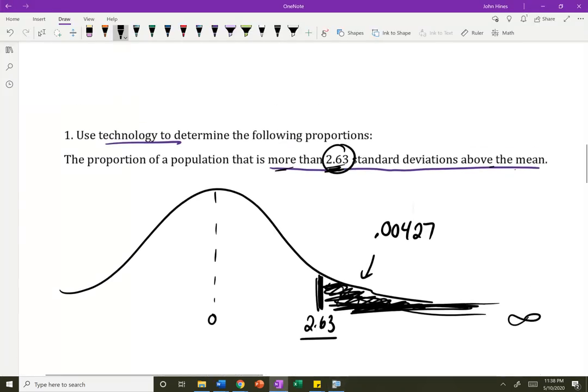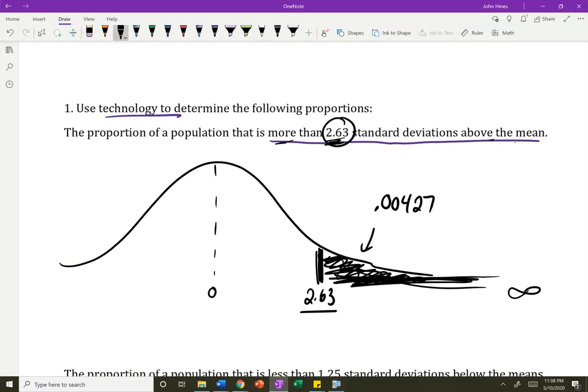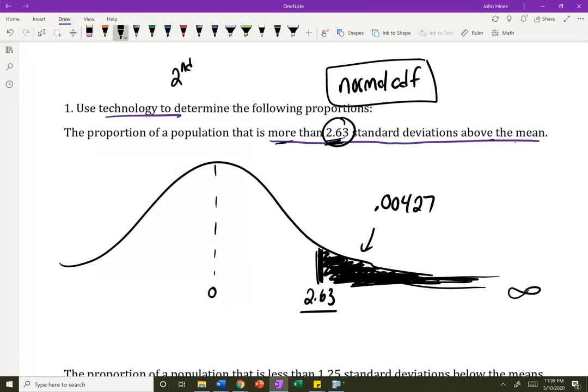So this normal CDF finds the area under the curve for us. It finds us how much of the curve I'm using up in this shaded region. Normal CDF, it's in second vars. Second vars brings you to normal CDF.